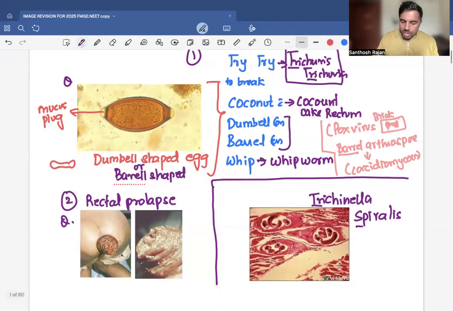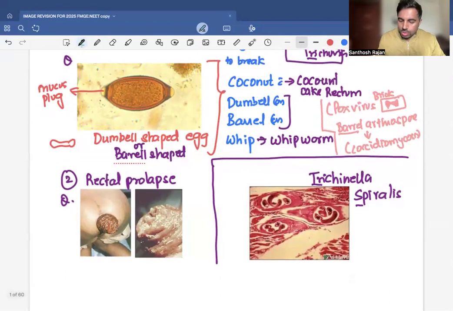Now, what about the Trichinella spiralis? Why I put it here? Because not to confuse with these two. The Trichinella spiralis, see, how to remember, sir? The egg is not important here, and you don't even see it. You mostly see the favorite, which is your muscle.